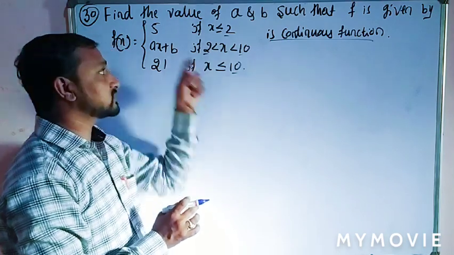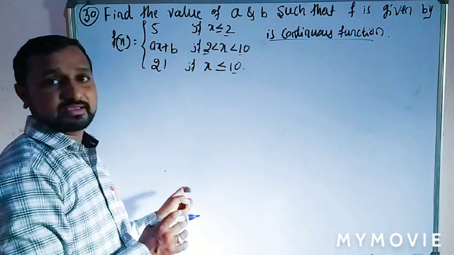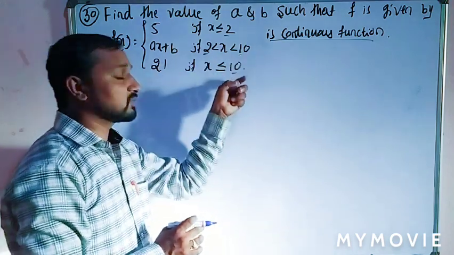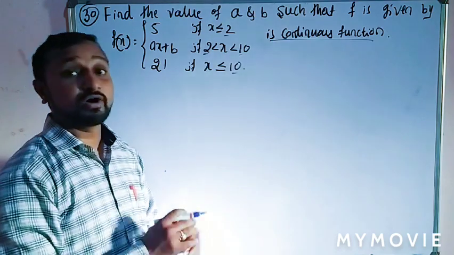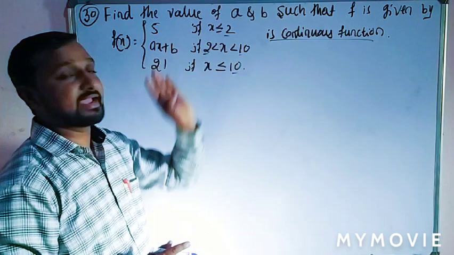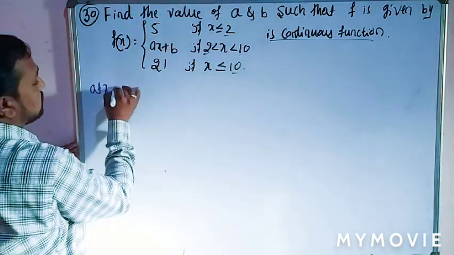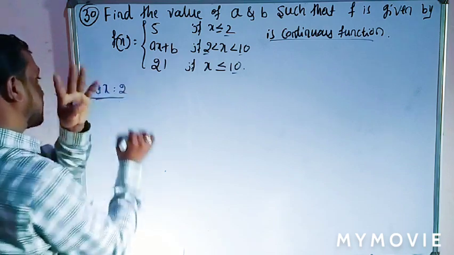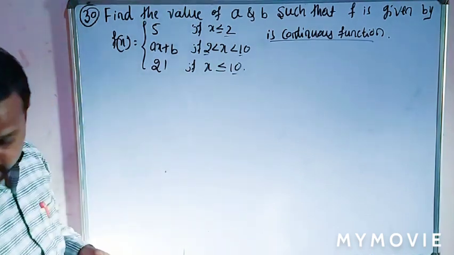Is that clear? First we take x equal to 2, which gives one system of linear equation. Then at x equal to 10, again one system of linear equation. Solving the 2 linear equations, we will get the values of a and b. This is not a relation between a and b; this is to find the values of a and b.